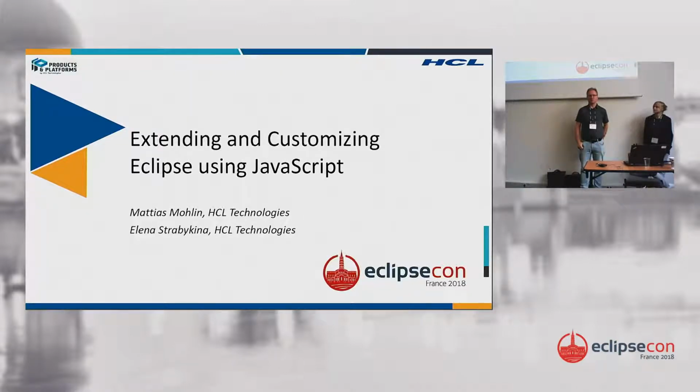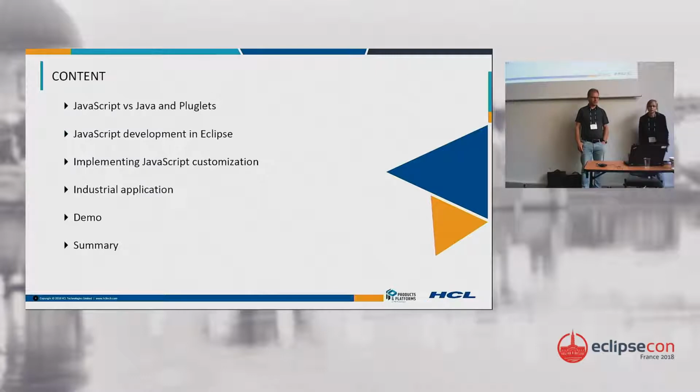So my name is Mattias Mohlin. And my name is Elena Strabykina. We are working at Cell Technologies platforms divisions, working on modeling tools that we are developing on top of Eclipse. And today we have this content to share with you.